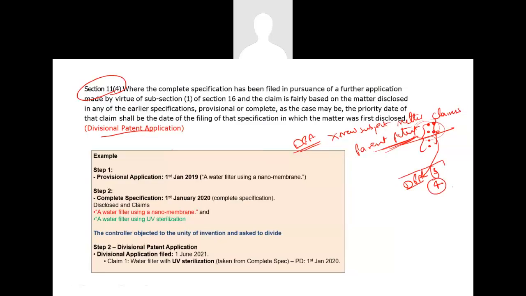Now with respect to the priority date of these divisional patent application claims, it says that the priority would be antedated. Antedated means prior dated, meaning taking it back to a previous date. Why? Because the divisional patent application's claims actually emerged out of the complete specification only. So the priority date would be decided, or it is antedated, to the date of filing the parent application only.